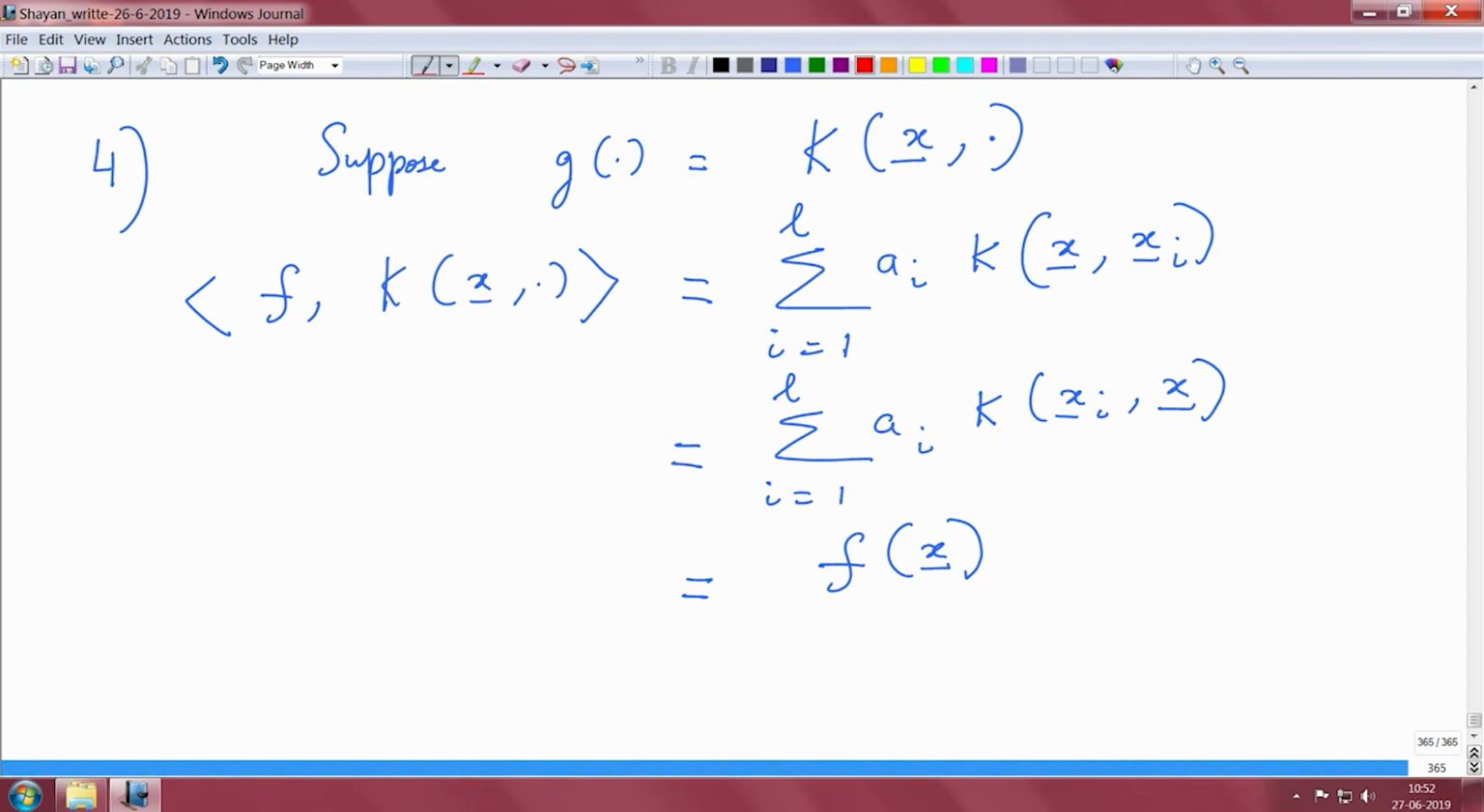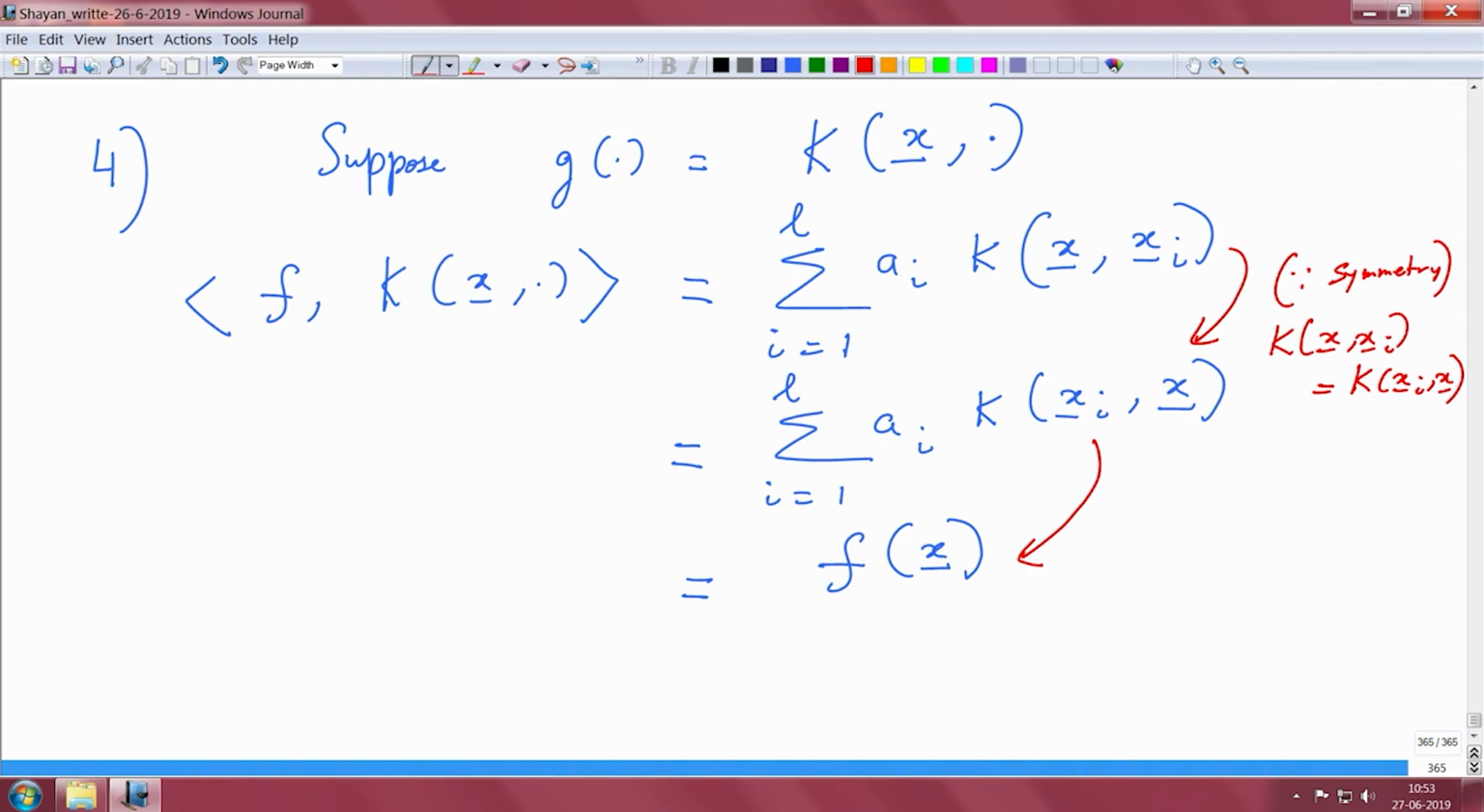So, I just retrace the steps here. This is because of symmetry, which is K(x, xi) is K acting on xi and x. Because I have this symmetric property, the kernel acting on x with xi is the same as the kernel acting on xi with x. I have just rearranged it slightly differently, and what I get back is the summation i equals 1 to L of a_i times the kernel acting on xi and x, and this by definition is my f of x.